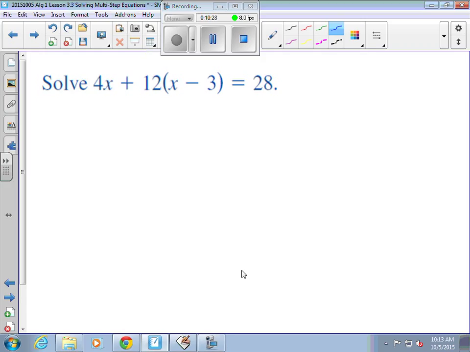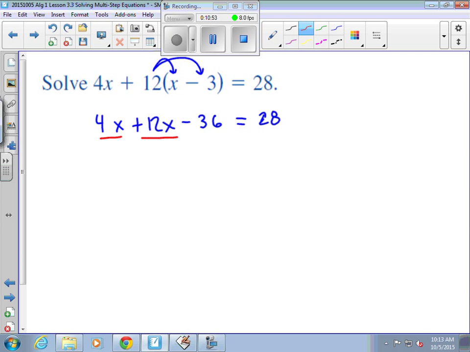All right, let's see how we did. Remember, before you try to bring anything across, you have to simplify the left side. 12 can multiply by x to get a positive 12x, and it can multiply by negative 3 to get negative 36. We still have 4x on the left, and we still have equals 28. So we don't have it quite simplified on the left yet. We can still put 4x and 12x together to get 16x. You still have minus 36. You still have equals 28.